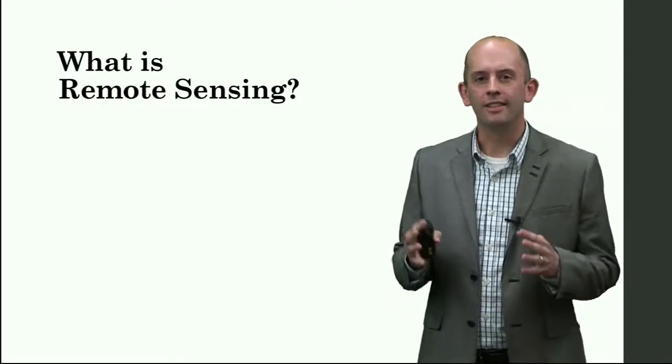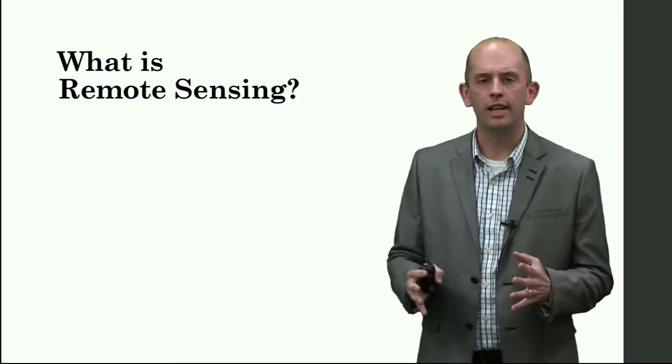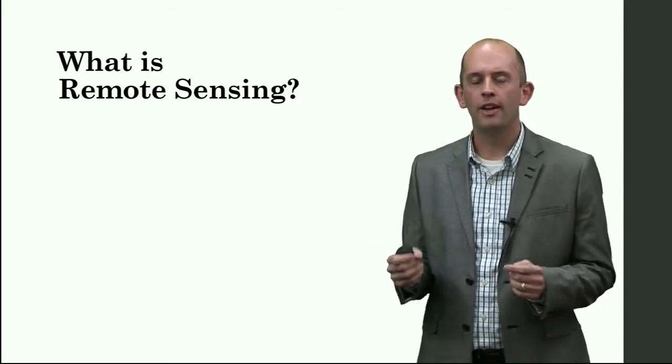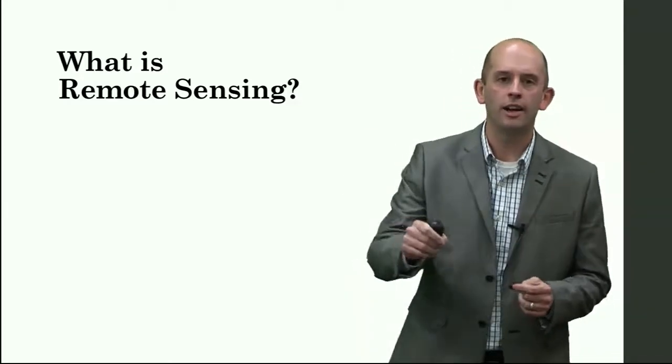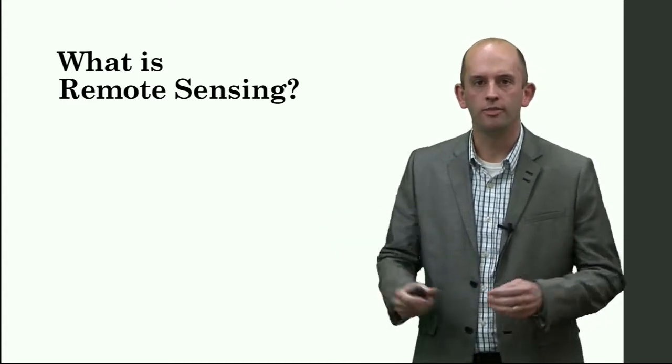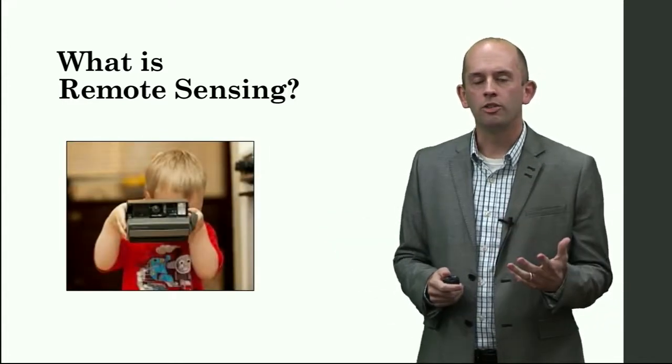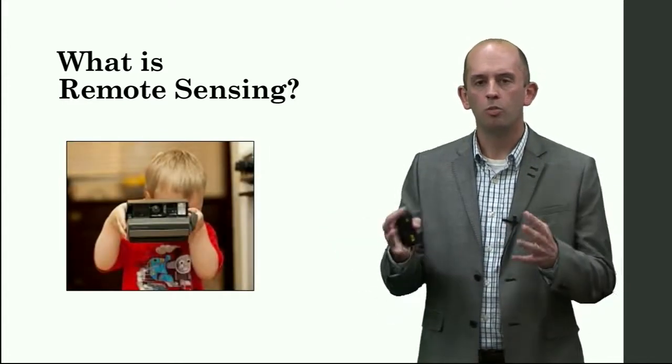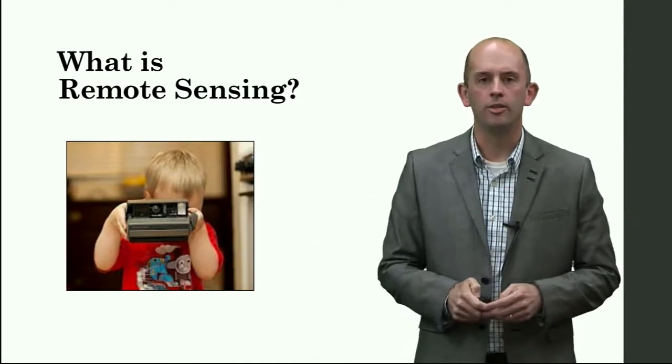What is remote sensing? Remote sensing is gathering or collecting information or data about your environment without having a sensor in physical contact with the environment or the object in question. So if you've taken a picture with your cell phone lately, you've remotely sensed information about your environment.